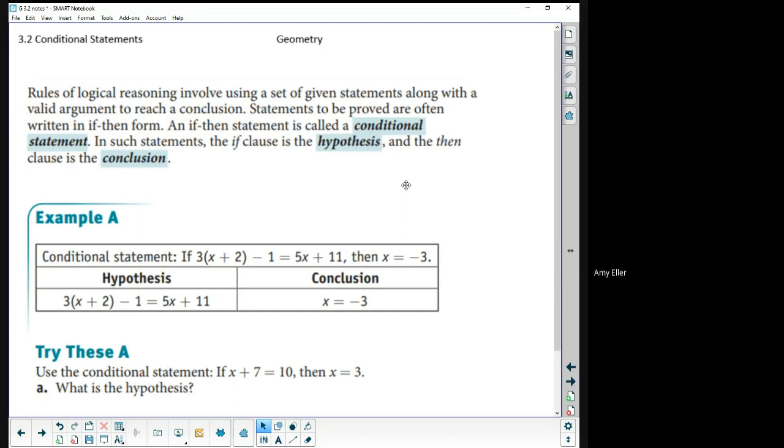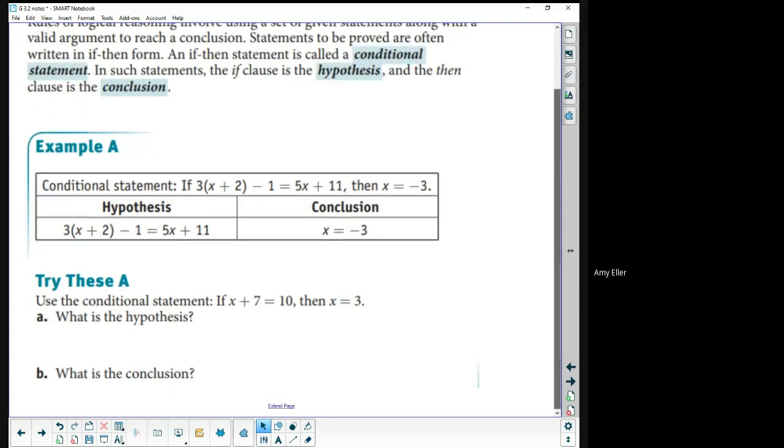Let's talk about this word conditional. You guys have heard the word conditions, right? Like your parents say the conditions for you to go out with your friends this weekend is you have to make your bed, you have to clean your room, you have to eat dinner, and then you can go. Those are the conditions. First must be met, and then something happens. So a conditional statement is often written in if-then form.